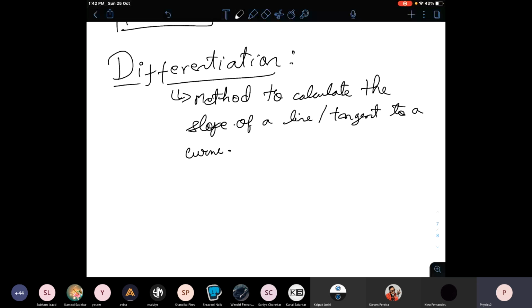Why do we need that? Because you must have studied in motion in a straight line that there is something called instantaneous velocity, and instantaneous acceleration. To calculate those instantaneous values, you need differentiation. So differentiation is basically just a method to calculate the slope of the tangent to a curve. For us, that is more than we need.